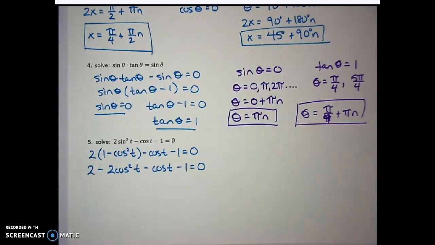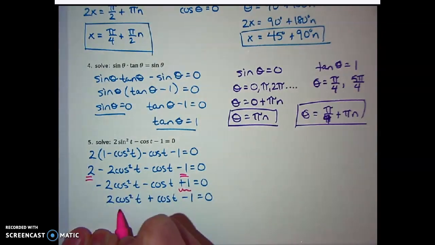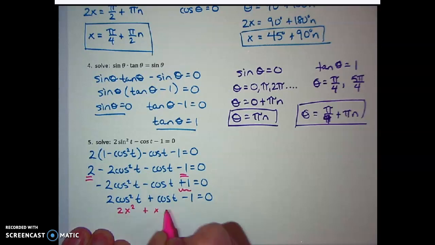First distributing, and then combining my like terms. And then, out of personal preference, I'm going to multiply both sides of the equation, or divide both sides of the equation, by -1, so I have a leading positive squared term. Then hopefully you see an algebraic structure, that this is like 2x squared plus x minus 1. And if you can factor 2x squared plus x minus 1, then you can factor this.